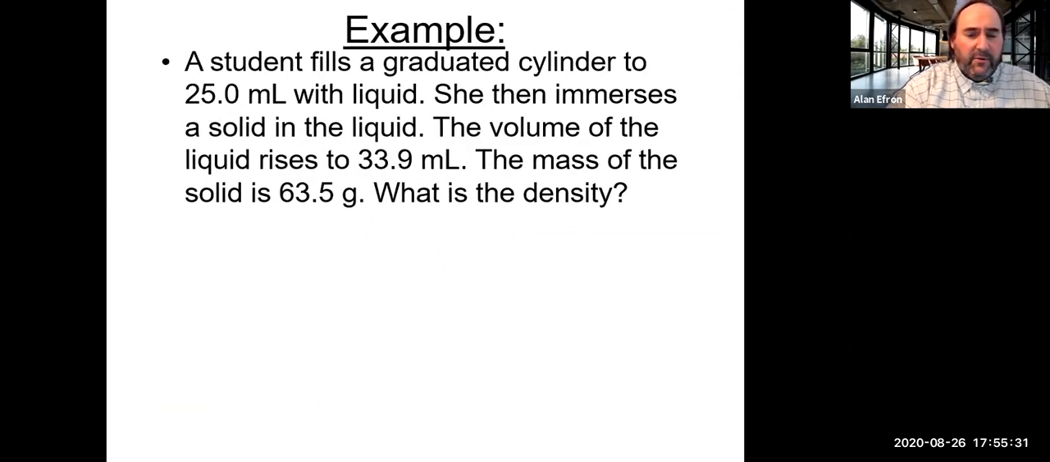A student fills a graduated cylinder, which is that glass cylinder that holds water and that you can measure liquids with, to 25 milliliters, then puts a solid in the liquid. The volume goes to 33.9. If the mass of the solid is 63.5, what is the density? Take a couple of minutes and pop your answer in the chat if you like, see how we're doing, and then we'll go over it.